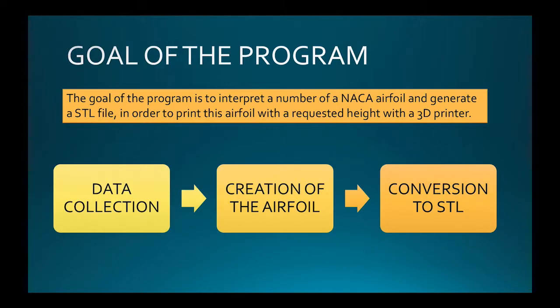First of all, the goal of our program is to interpret a number of a NACA airfoil and generate an STL file in order to print this airfoil with a requested height with a 3D printer. To do this, we are going to follow three steps. First, data collection, next, the creation of the airfoil, and then the conversion to STL.